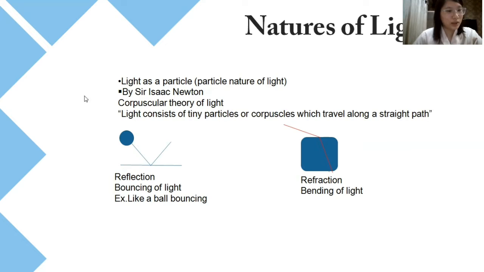First is that light reflects. Reflection means the bouncing of light. For example, it's like how a ball would bounce off a surface. Second is refraction, which is the bending of light.